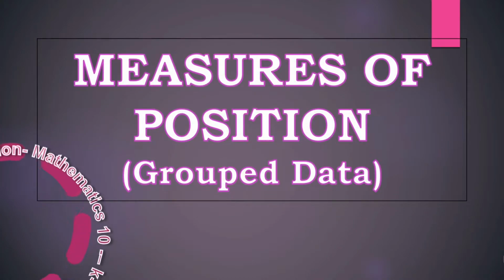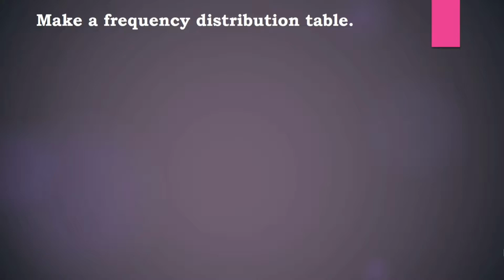This lesson is about measures of position for grouped data. First thing to consider when solving measures of position for grouped data is that you should have the frequency distribution table. And now I will teach you first how to make a frequency distribution table. So we will use the data below.